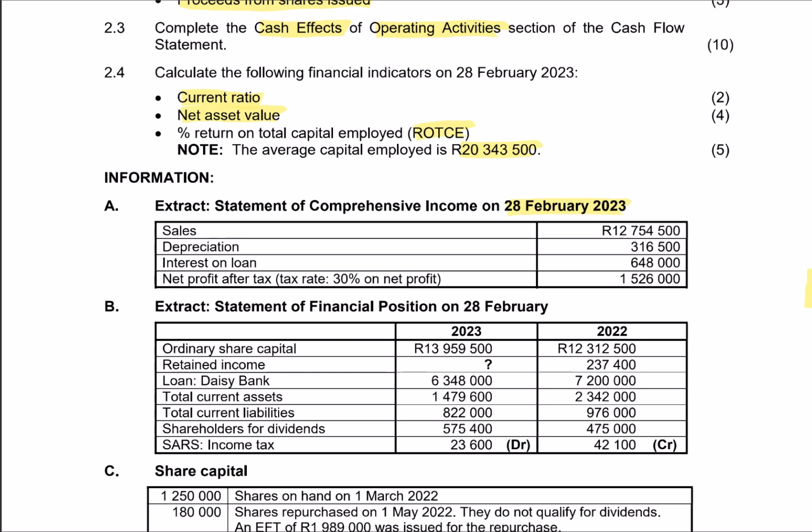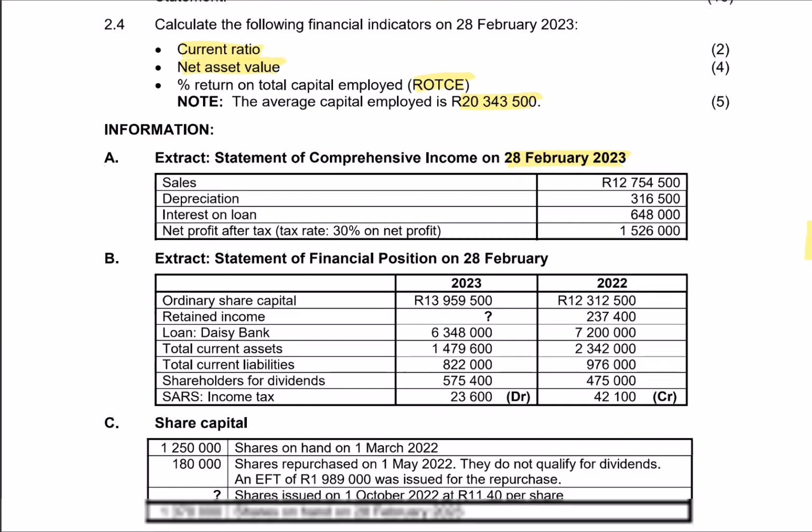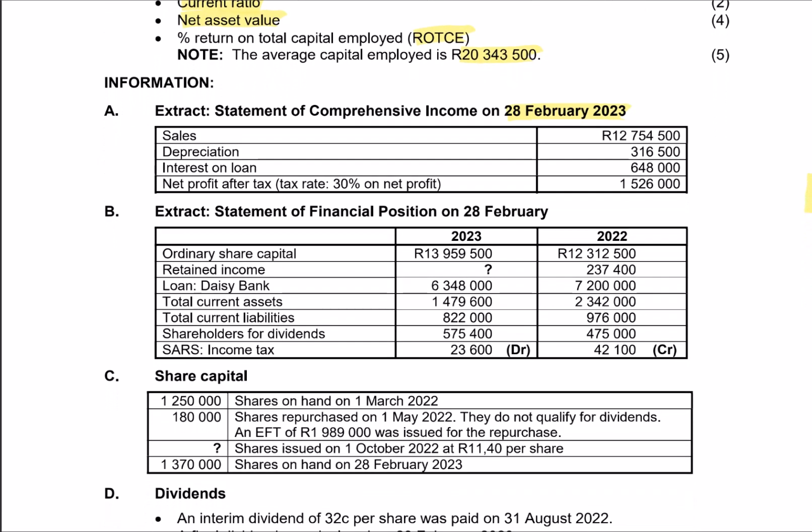Extract of the statement of financial position on 28 February, that is 28 February 2022 and 28 February 2023. So you are given 2 financial years. Ordinary share capital with the opening balance in 2022 and the closing balance 2023. Then retained income. Remember, you're supposed to calculate, you're supposed to do the retained income note number 8.